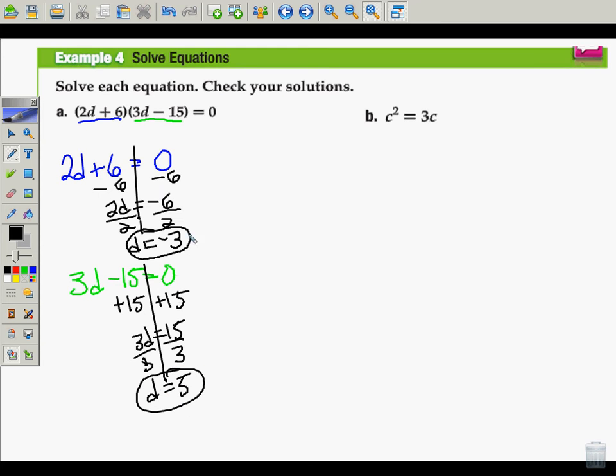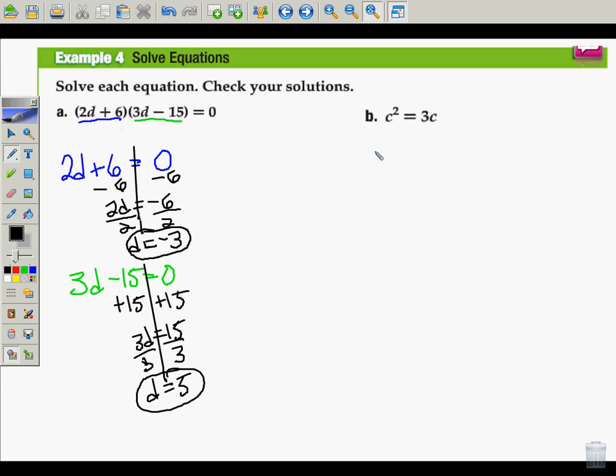To check my solutions, I plug them in. 2 times negative 3 is negative 6. Negative 6 plus 6 is 0. 0 times whatever this is would be 0. Plug in 5. 3 times 5 is 15. 15 minus 15 is 0. I don't even care what this blue part is when I plug in 5, because I know whatever it is times 0 would be 0. So all you do, you factor, and since we're multiplying these two together, if one of them is 0, the whole thing is 0.